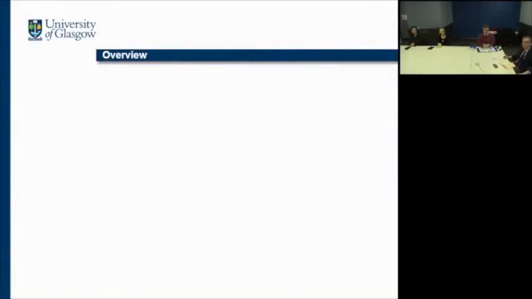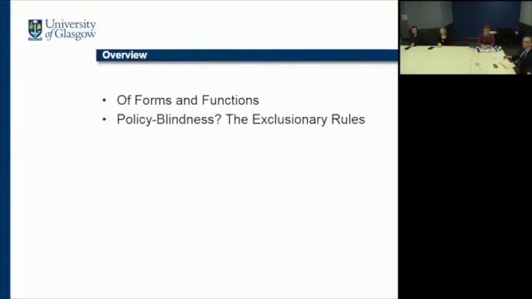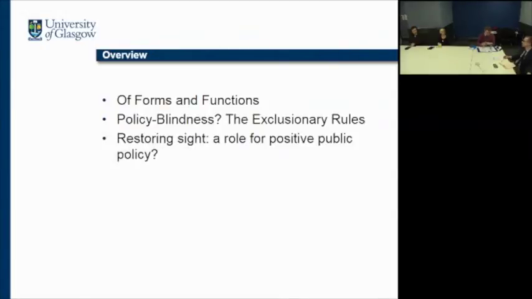So first I'll begin by mentioning some of the forms and functions that public policy can take. I'm then going to look at a particular area where public policy seems to be a complete and utter irrelevance, and the goal of my broader research is to try and say that policy should have a role there, and that's to do with the exclusion of foreign public law. And this all turns around demonstrating that there's a place for what we call positive public policy, this idea that policy can come in and create something, as opposed to its normal role of denying or deflecting.